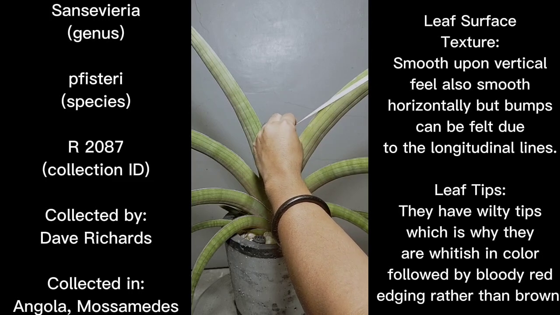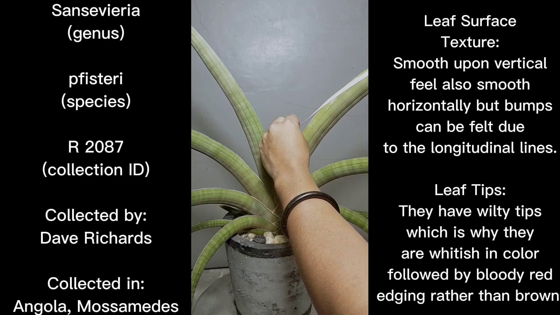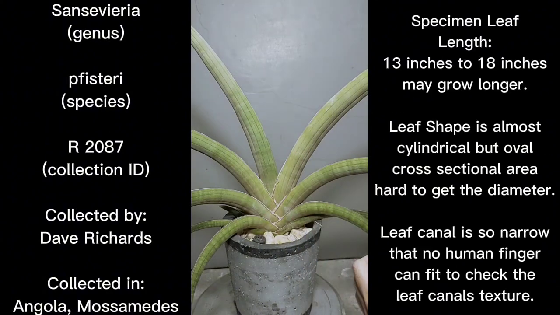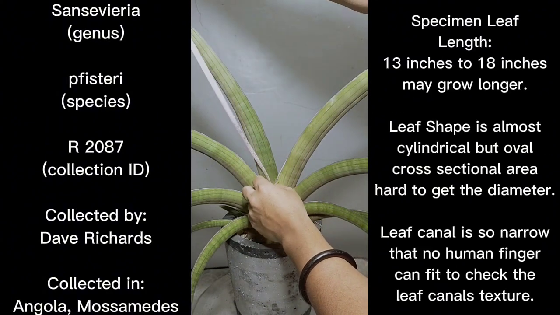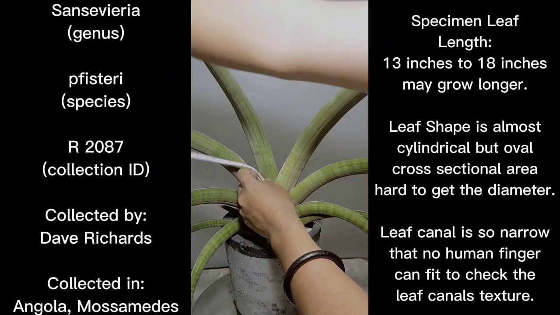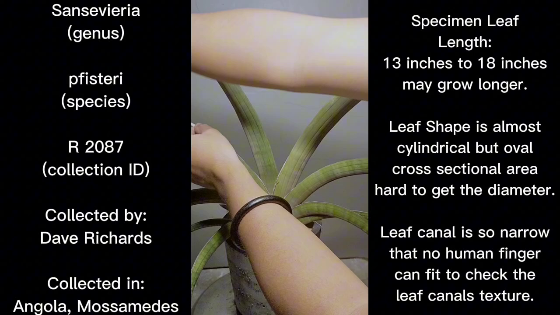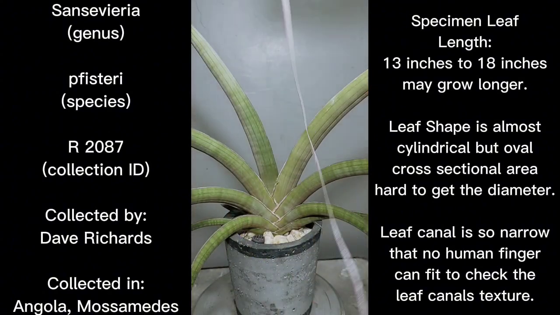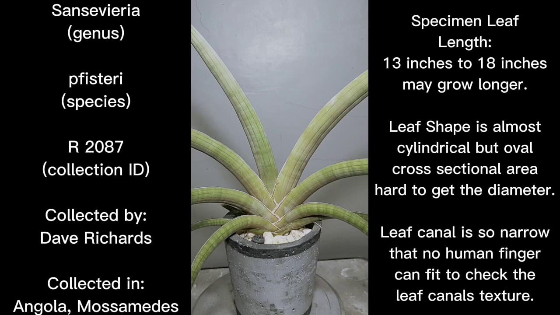So my specimen would measure 18 inches for the longest. Some leaves would be 14. Some leaves still very hard though. The longest leaf that I had measured is 18 inches for my specimen, but I have seen some other specimen of Sansevieria pfisteri grow larger than what I have.